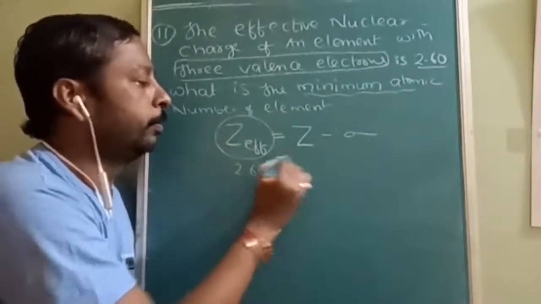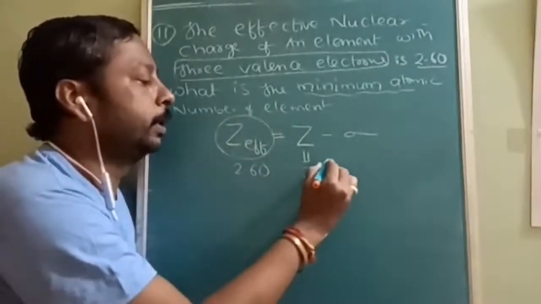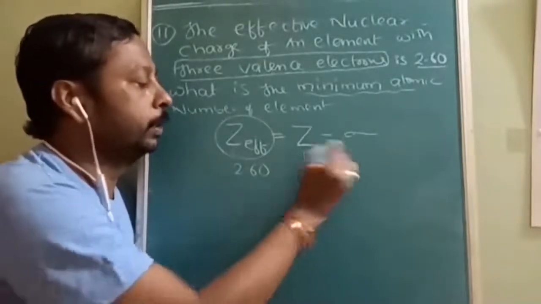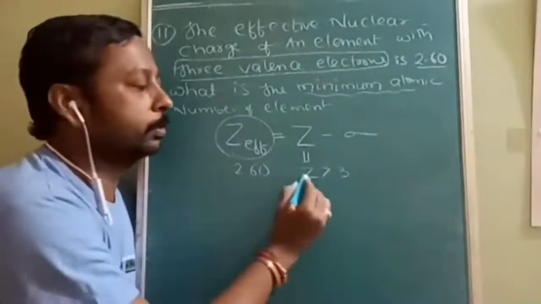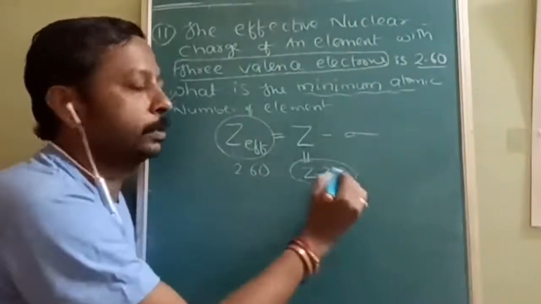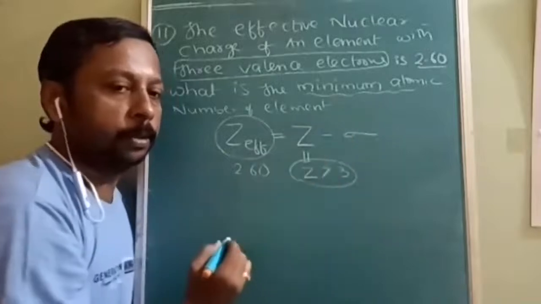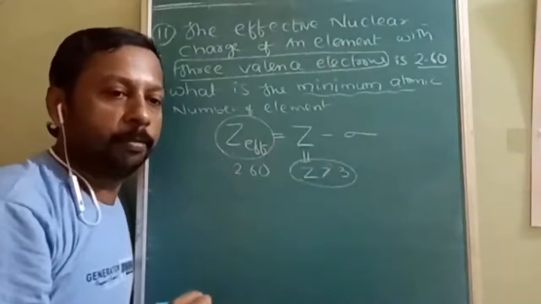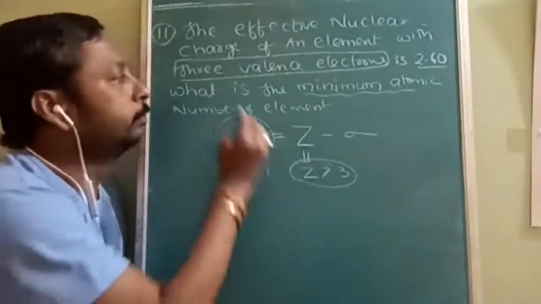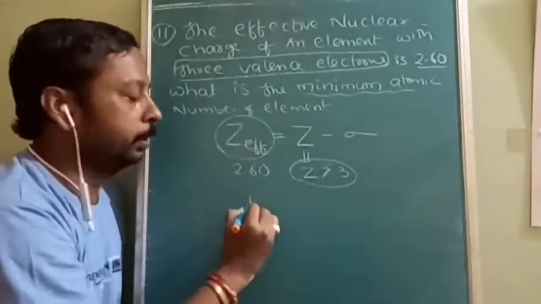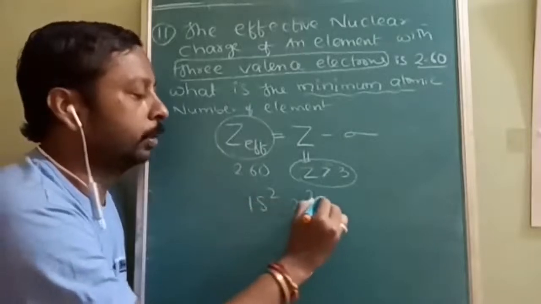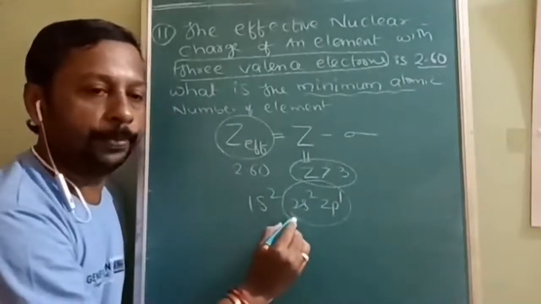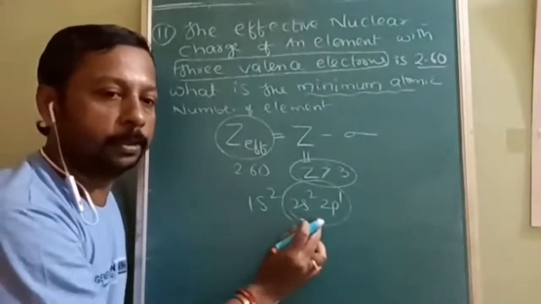So here we are getting 2.60. That means Z should be greater than 3, then only you will get 2.60. Understood? And minimum, just above 3. Atomic number should be more than 3 and minimum. For that, valence electrons also should be 3. So 1s2, 2s2, 2p1. Valence electrons are 3.